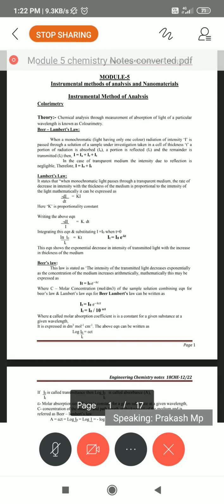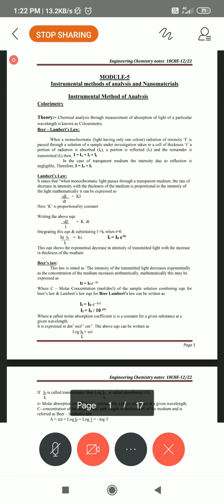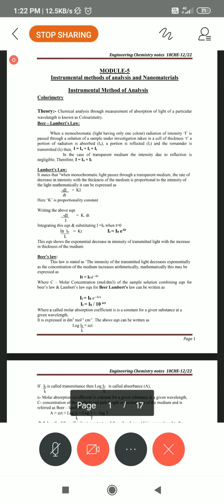Then the first is taken as 0, recorded as 0. For the first ml you will get 0.06. The second ml you will take as 0.12. The third one you will get 0.18. The fourth one you will get as 0.24. The fifth one you can get as 0.30. In the same way you can get all of these.